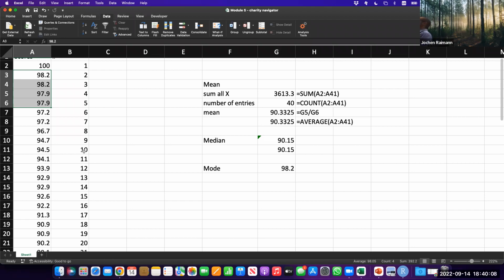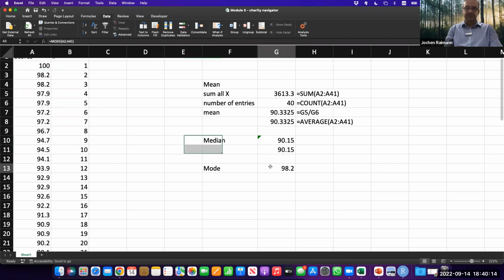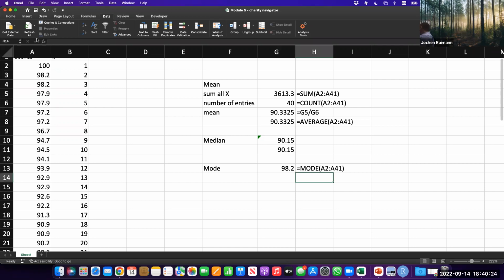Yes. Yes, I can copy the formula. It's basically equal sign mode A2 to A41. So what is it? It's equal to this mode. Oh, it's the same thing. Yes, same concept.